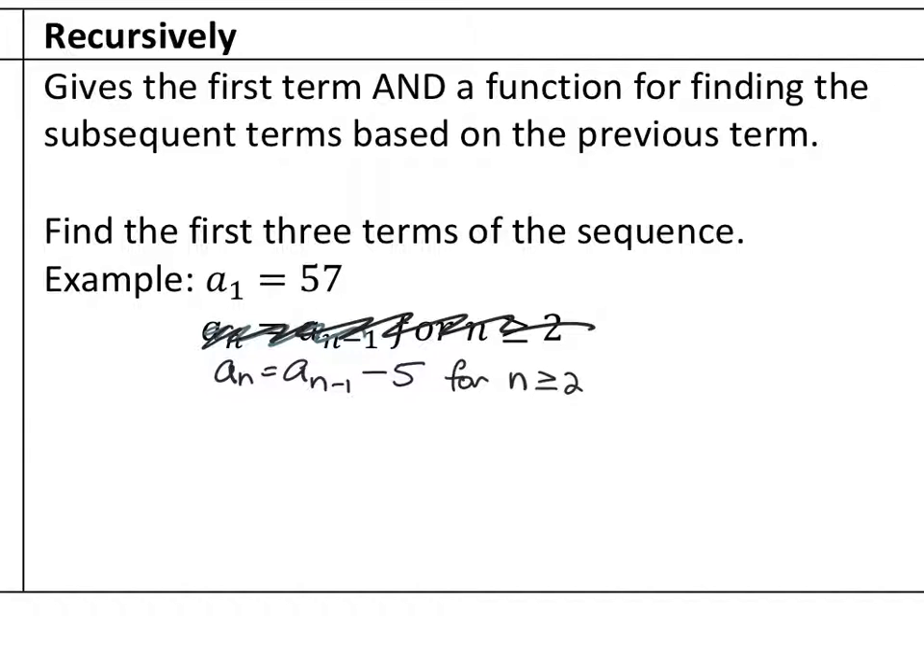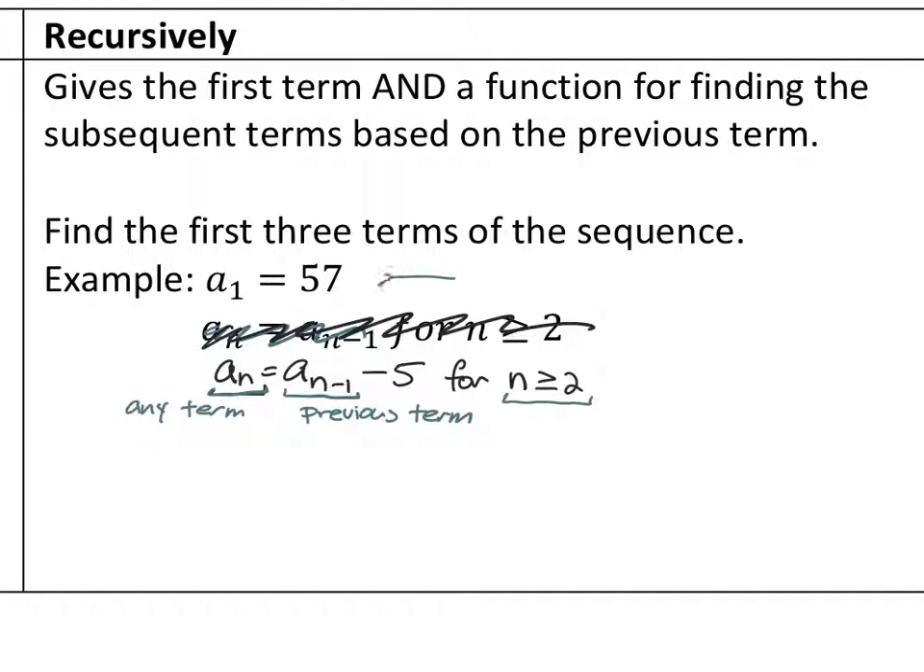Okay, so what is this saying here? Well, so this first part here is telling us that we can find any term. This is going to give us any term that we're looking for, if we take the previous term and we subtract 5, and that's for all terms that are greater than 2. So why greater than 2?